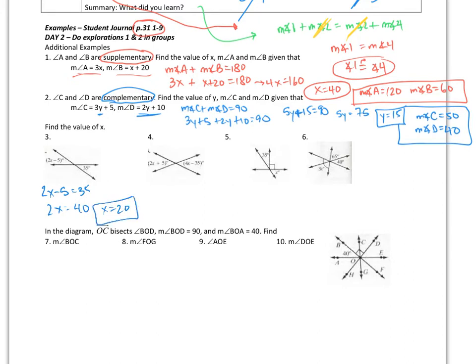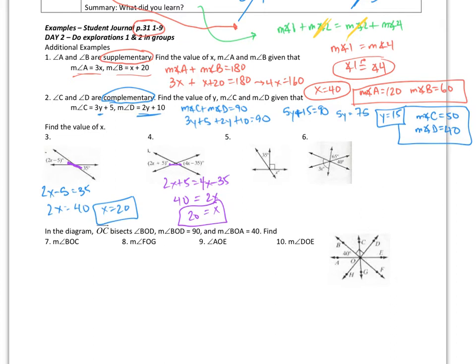For the next one, we have 2x plus 5. Now over here I set these equal because they are vertical angles, and that's what I'm doing over here too. These are vertical angles, so I could set them equal to each other. Equals 4x minus 35. 2x equals 40. X equals 20 again.